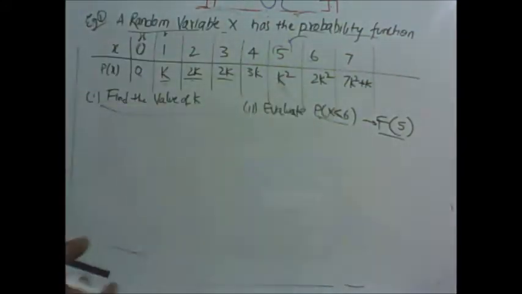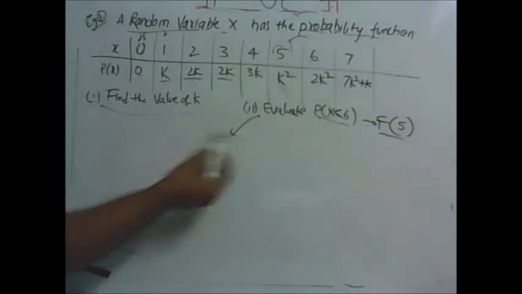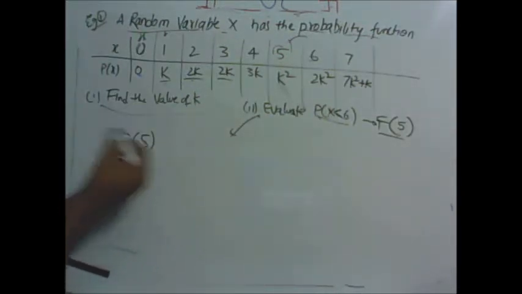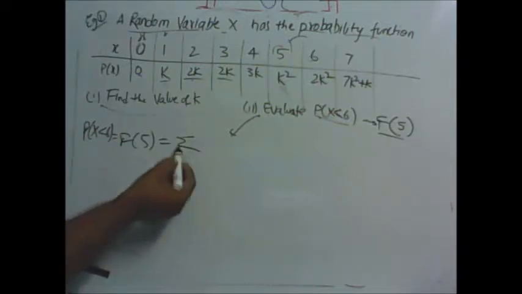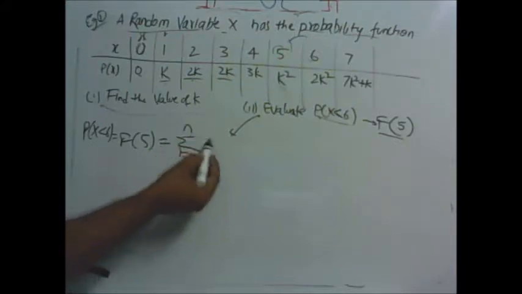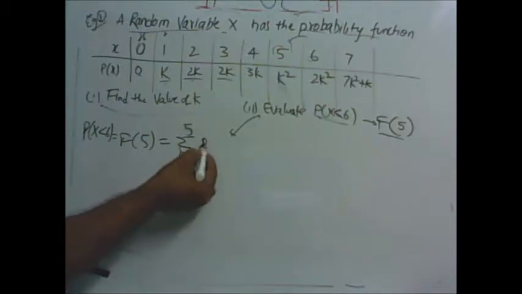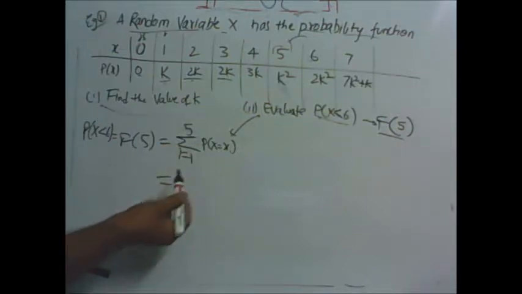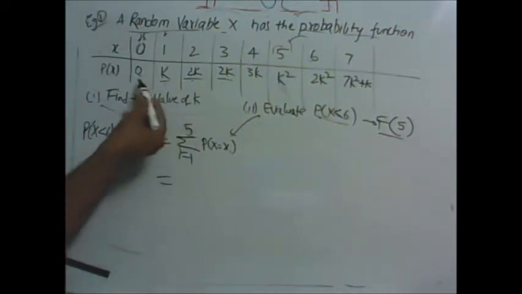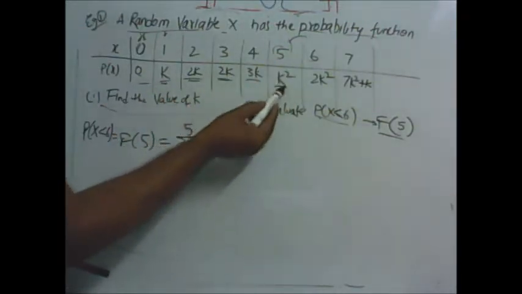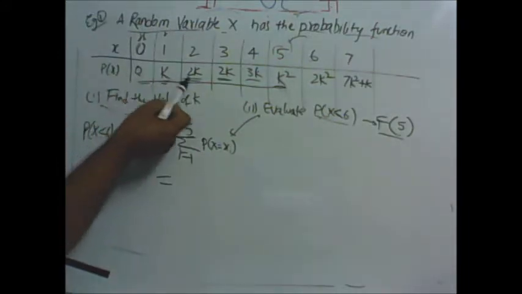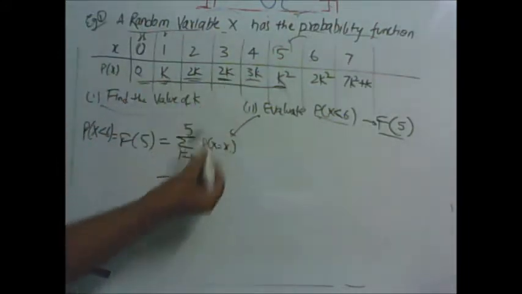The second part asks us to evaluate up to 5. So what is that? F of 5, that means p of x less than 6 equal to f of 5 equal to sigma i equal to 1 to, not up to n, up to 5 only, of p of x equal to xi, which is the probability from the first to the fifth value. So 0 plus k plus 2k plus 2k plus 3k plus k square. If we sum all these, we get 5k plus 3k, that is 8k.